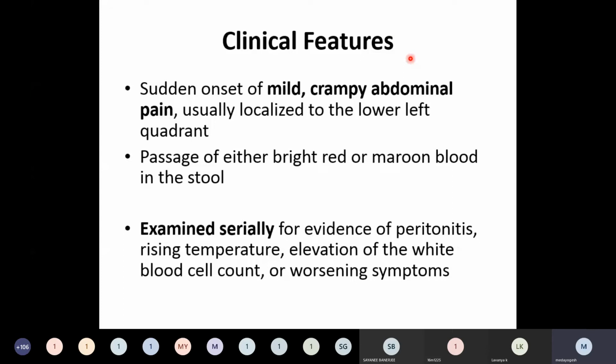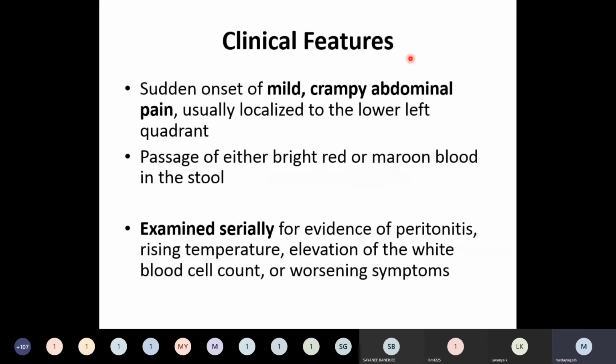Coming to the clinical features, patients with ischemic colitis usually present with sudden onset of crampy abdominal pain, usually of mild degree, sometimes associated with vomiting and abdominal distension, and it's usually localized to the lower left quadrant or the upper left quadrant. It's associated with the passage of either bright red or maroon blood in the stool.